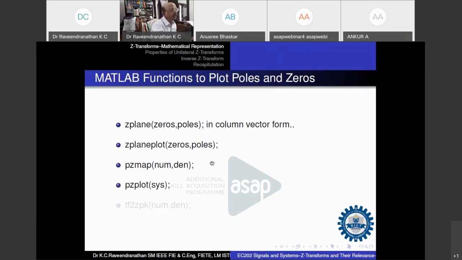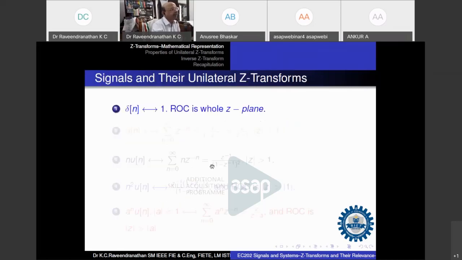Okay, other functions are zplane, pzmap, pzplot, and transfer function to zero-pole-gain, right? Let us now look into this. We'll try out these MATLAB functions later on. We'll come to this next one.